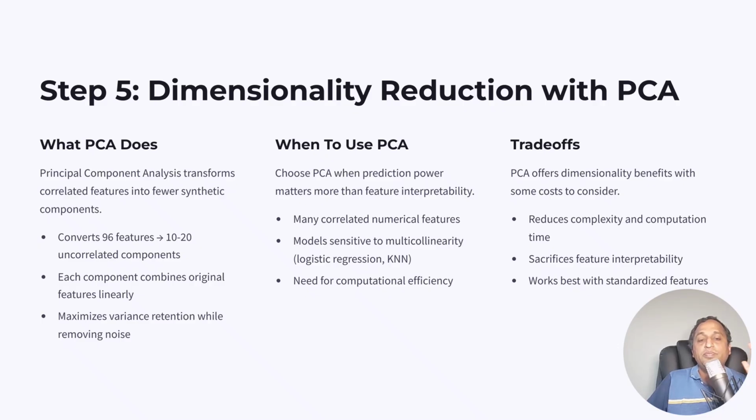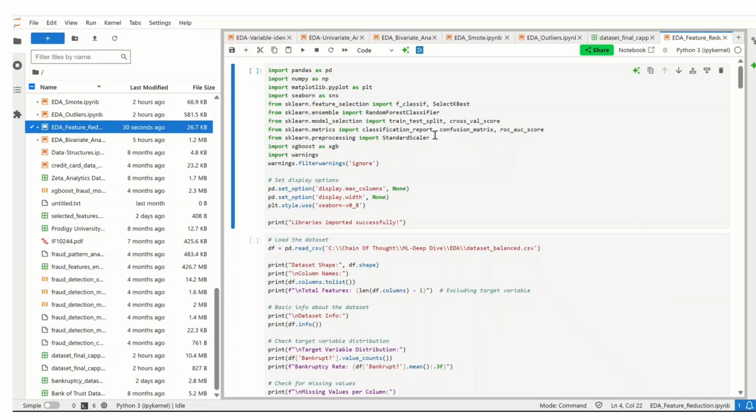PCA works best when features are standardized, so scaling is important before applying it. To summarize, if you are prioritizing predictive performance and efficiency over explainability, PCA can dramatically simplify your model while keeping the signal strong. Now let's head back to our Jupyter notebook and start working on reducing the features.